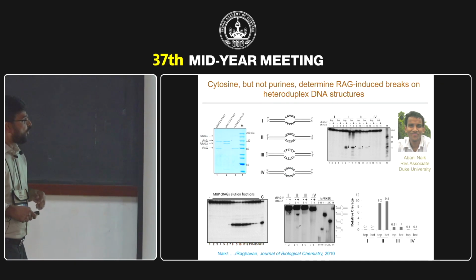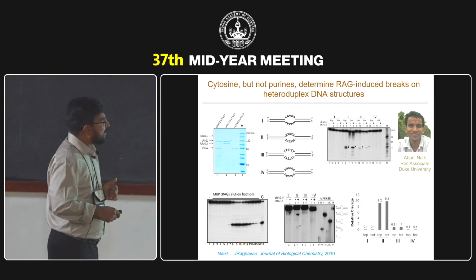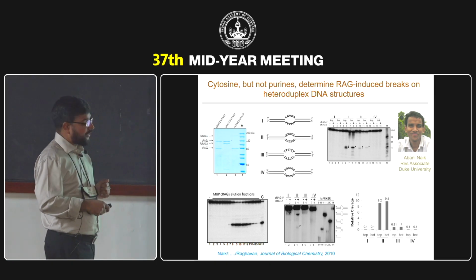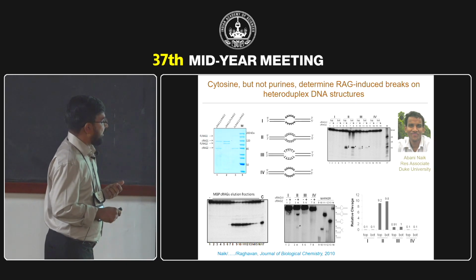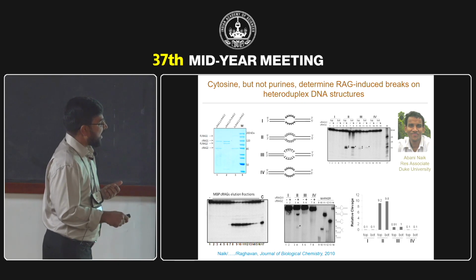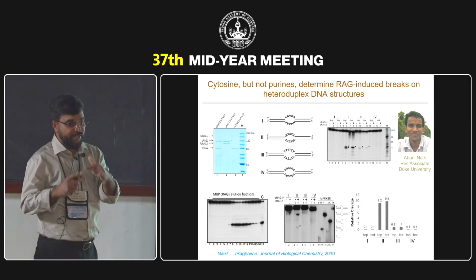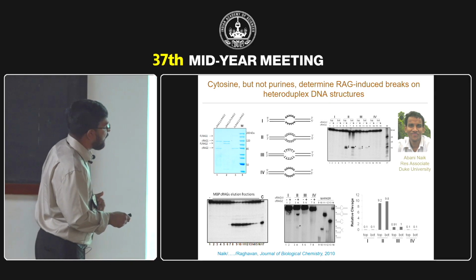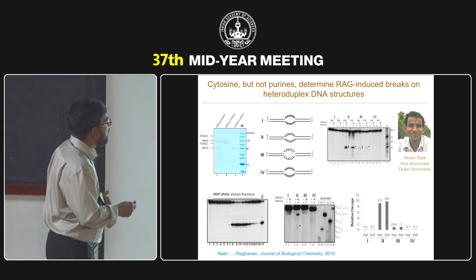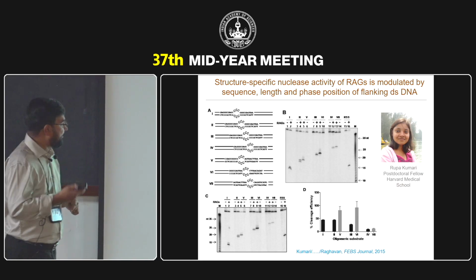So Abni went on to show that when you incubate with the purified protein, even in this case, when RAGs act as a structure-specific nuclease, there is a sequence specificity. For example, when cytosines are present, both top and bottom strand can be cleaved exactly at the double-stranded, single-stranded DNA junctions. Whereas when thymines are present, it will cleave, but the efficacy is much poorer, and when purines are present, this protein cannot touch.